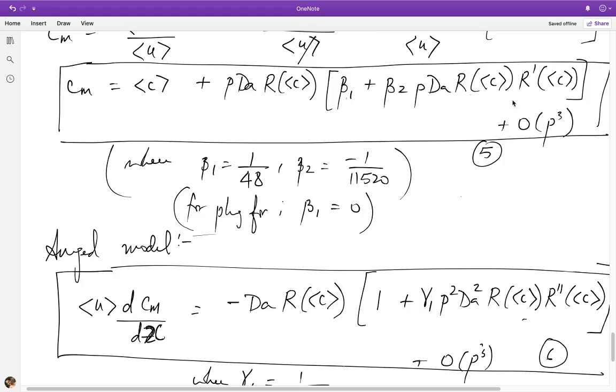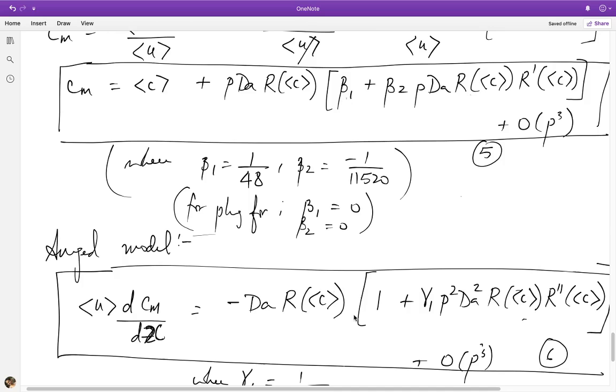You still have a correction if you have... sorry, so not only that, even beta 2 is 0. So basically, for a plug flow, both these beta 1 and beta 2 become 0, which is why you get again Cm is equal to C bar. But you will have corrections from here if you have nonlinear kinetics. For linear kinetics, you get back the plug flow model as we had anticipated.